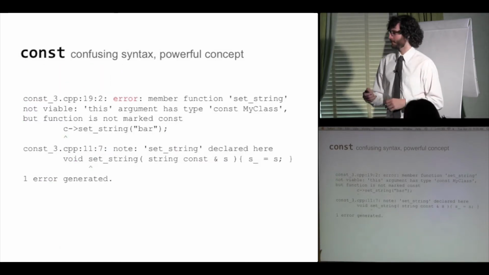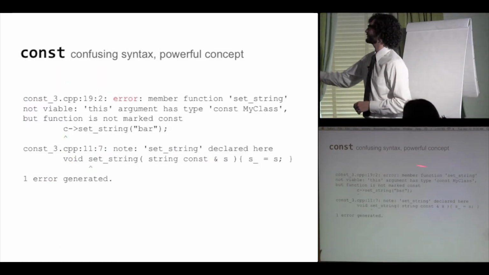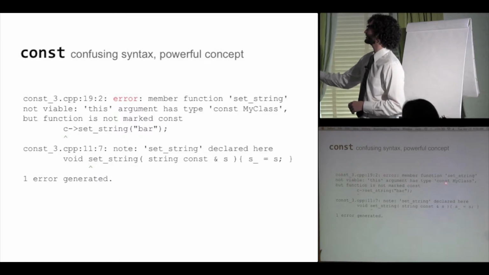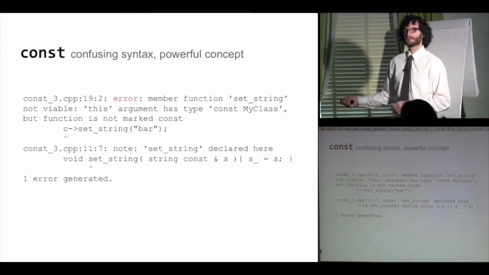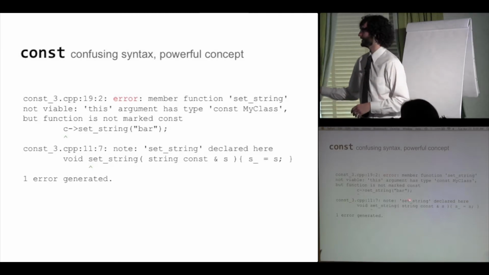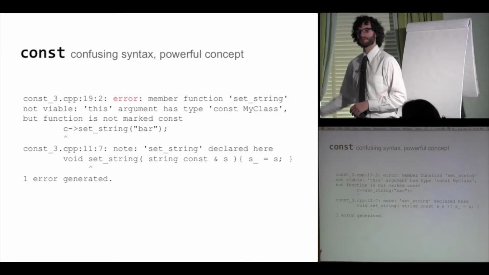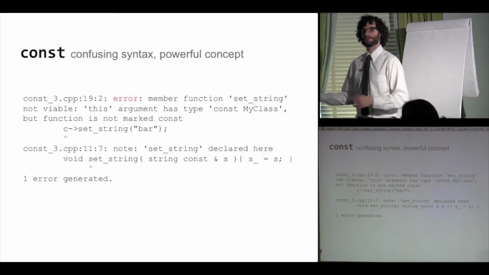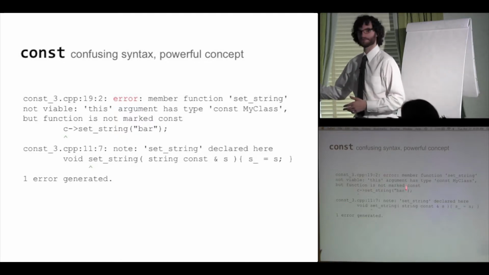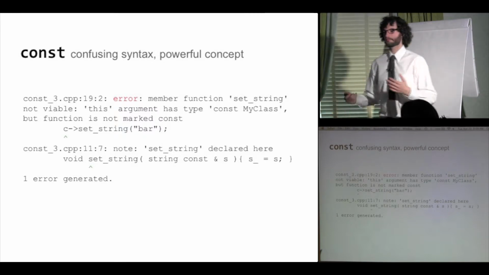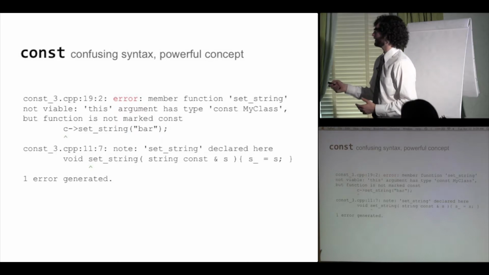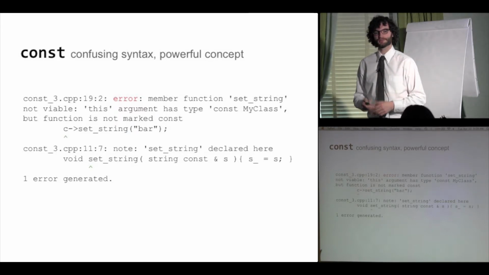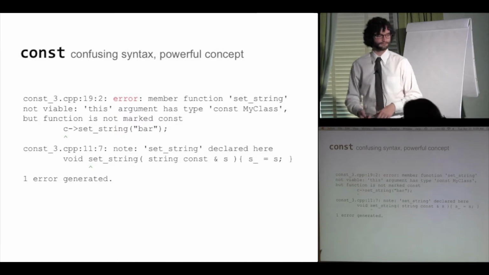Okay, so let me try to compile it. And you get set string, not viable. This has type const my class, but function is not marked const. I will say that I recommend using Clang because you get error messages like this. I think that if you've been exposed to what const means, this is very clear, as opposed to what you'd get out of something like GCC. So hopefully this makes sense, and you were able to figure out what that was just by looking at the code, so that's great.